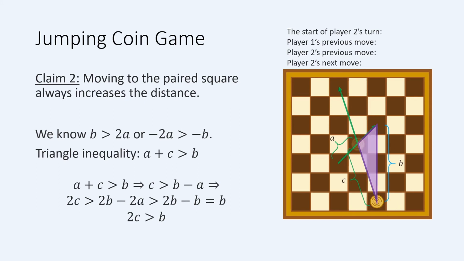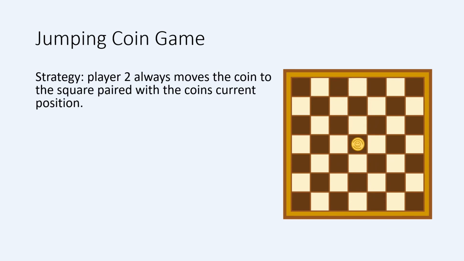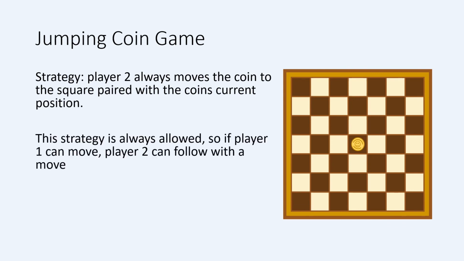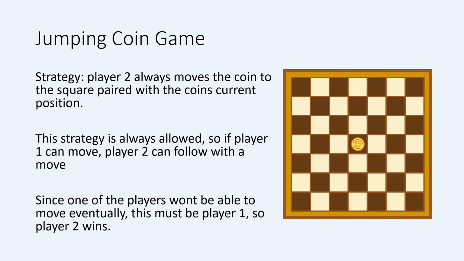To summarise, player 2's strategy is always to move the coin to mirror player 1's move. This is always possible because player 1 cannot move the coin back to the centre, and player 2's move will always be within the rules. This means that whatever player 1 does, player 2 can always follow it with a legal move. Therefore, since one of the players will not be able to move eventually, this must be player 1, so they lose and player 2 has the winning strategy.